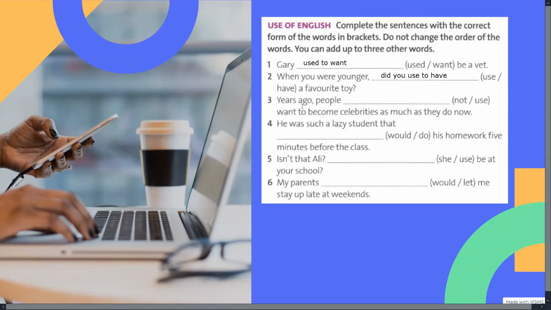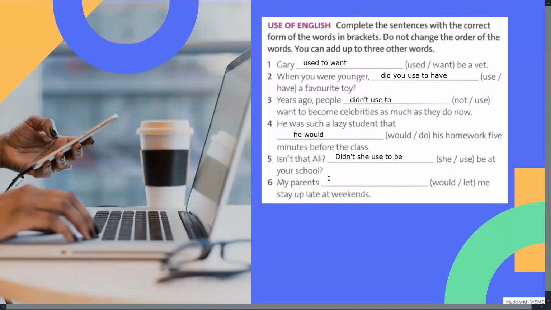Years ago, people not want to become celebrities as much as they do now. People didn't used to want to become celebrities as much as they do now. He was such a lazy student that would do his homework 5 minutes before class. He would do his homework 5 minutes before the class. Isn't that Ali? She used to be at your school. I would say didn't she used to be, because that means "Nije li ona bila?" Because she assumes that she was at the school. That's why she's asking it in the negative. Didn't she used to be there?